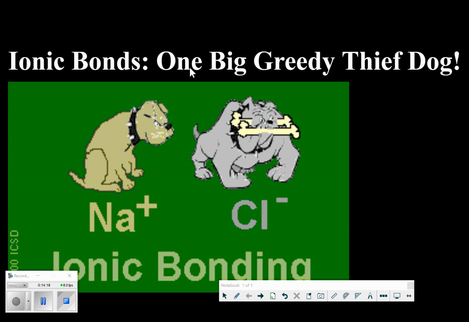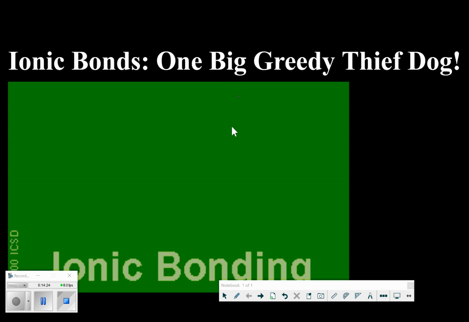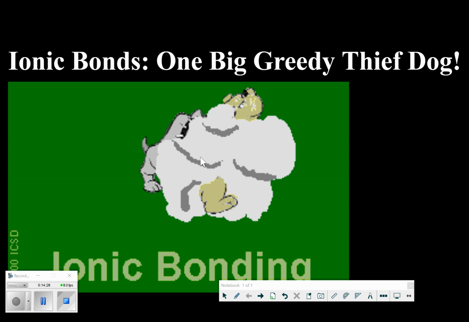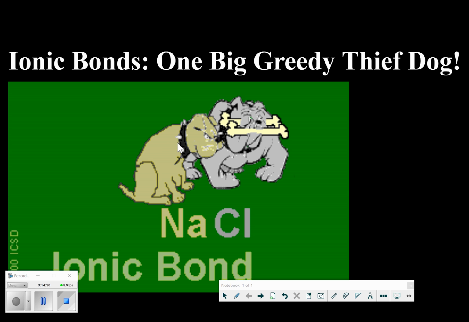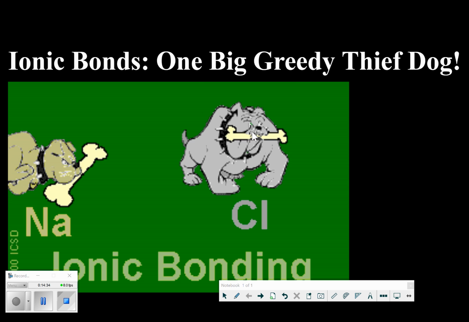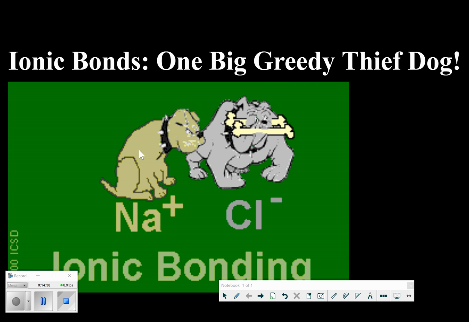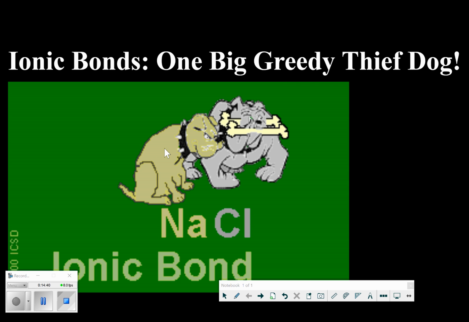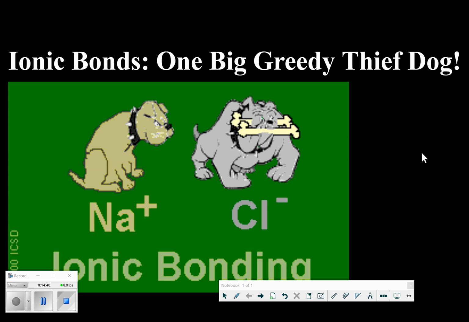Okay. Ionic bonds are like one big greedy thief dog. If there's an ionic bond, the electrons are the bones. These normally have the same amount of bones, but when this dog gives away its bone to the other dog, the gray dog has 2 bones, the cream dog has no bone, so it's going to follow along to the other one until it can get that other bone away.